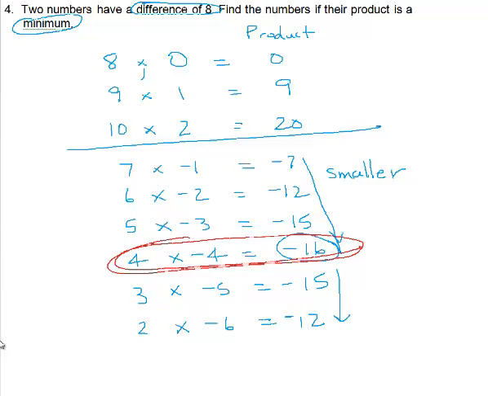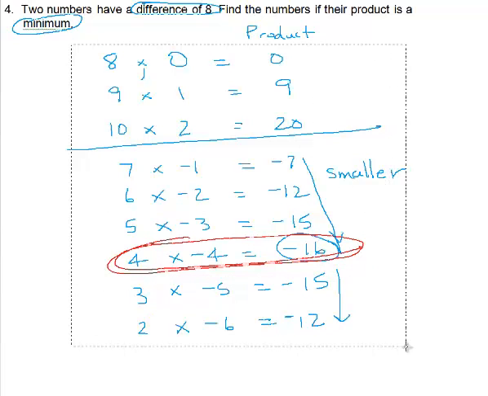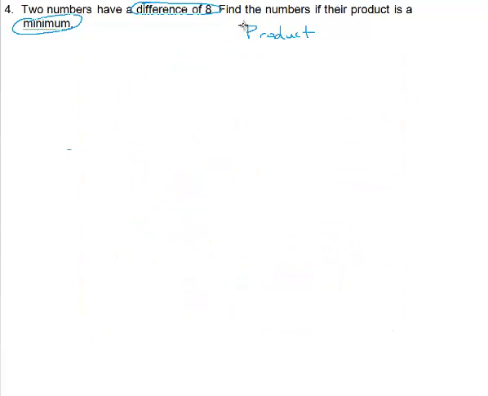Now, how are we doing this solution? We're doing it by logic, and we're guessing and checking answers. However, that's not how we're asked to do it, is it? We're asked to do it using a quadratic equation. Now, how do we do that?